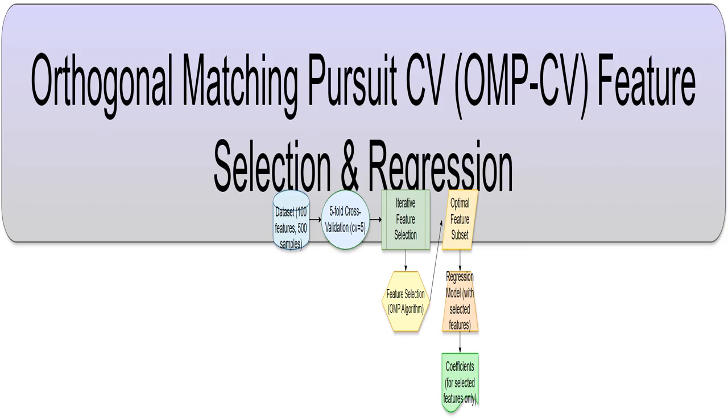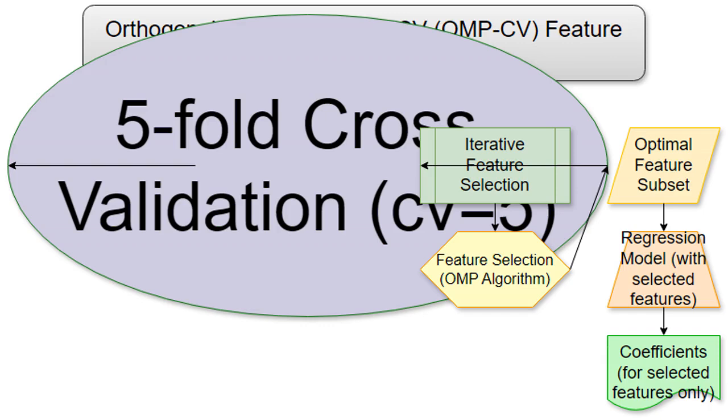I'm using orthogonal matching pursuit with cross-validation. OMP-CV is a technique that intelligently picks the most important features from a dataset to build a predictive model. The CV part means it uses cross-validation, which helps avoid overfitting and gives a more reliable performance estimate.